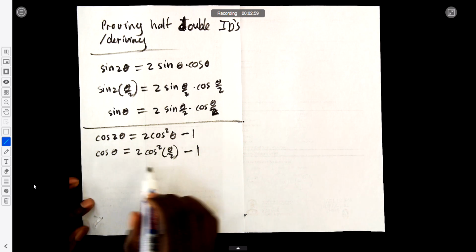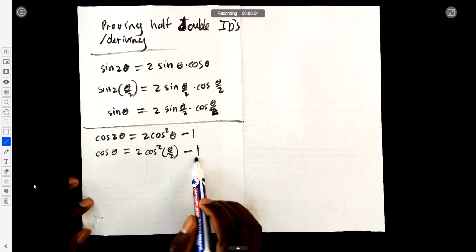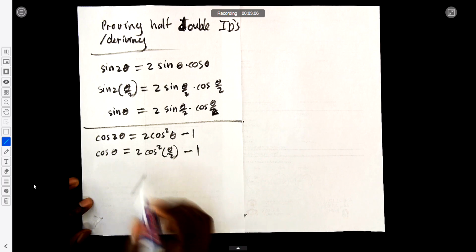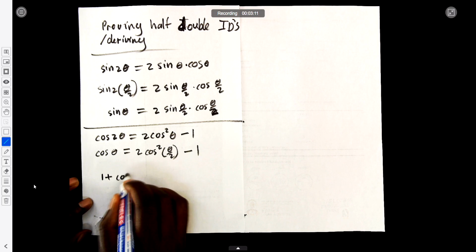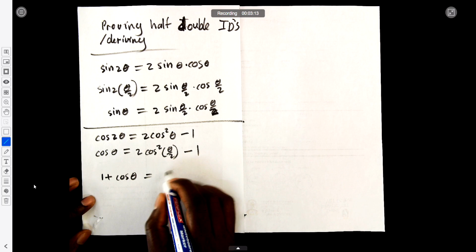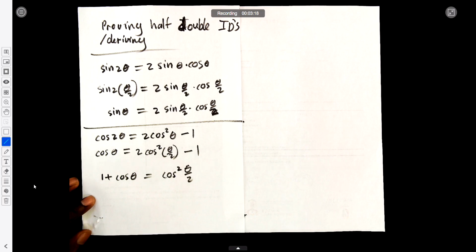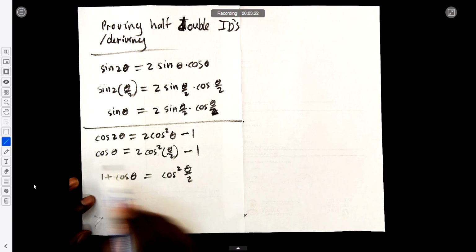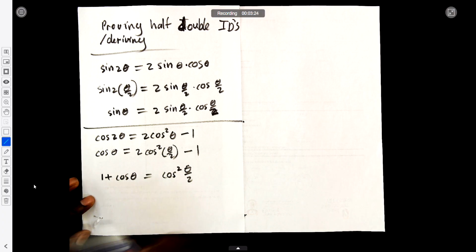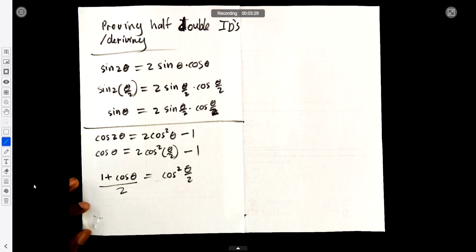Now we need to make the one with the half the subject of the formula. How will we do that? We're going to take 1 to the other side. It's going to meet with cos. So I'm going to have 1 plus cos theta equals 2 cos squared theta over 2. Now we want to get rid of 2. So I divide on both sides of the function by 2. So when I divide it by 2, we will have 1 plus cos theta over 2 equals cos squared theta over 2.